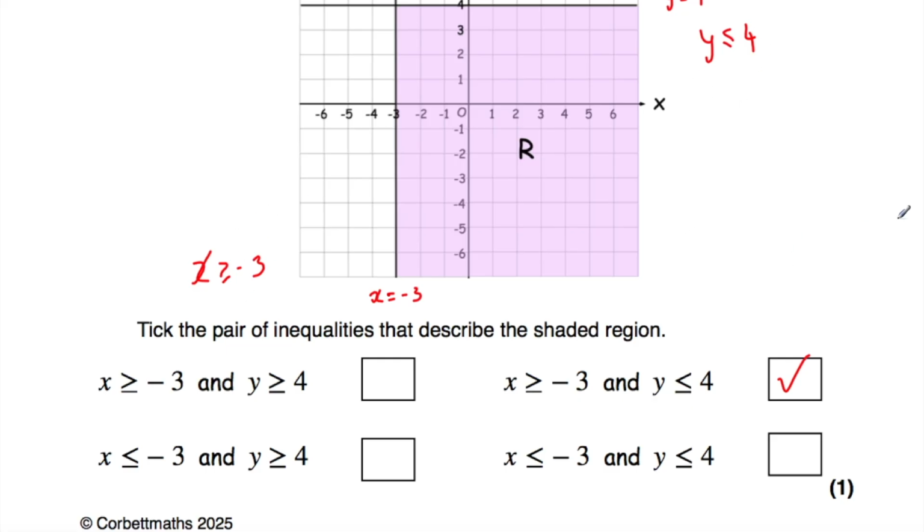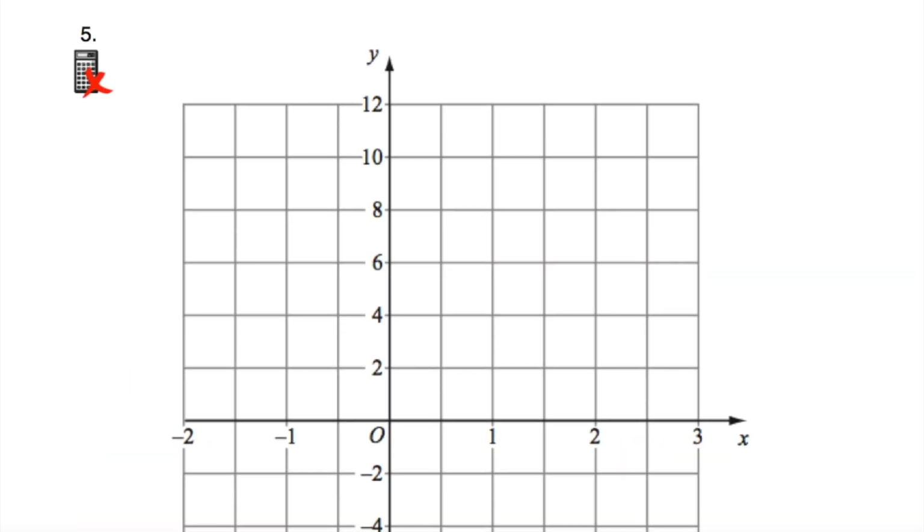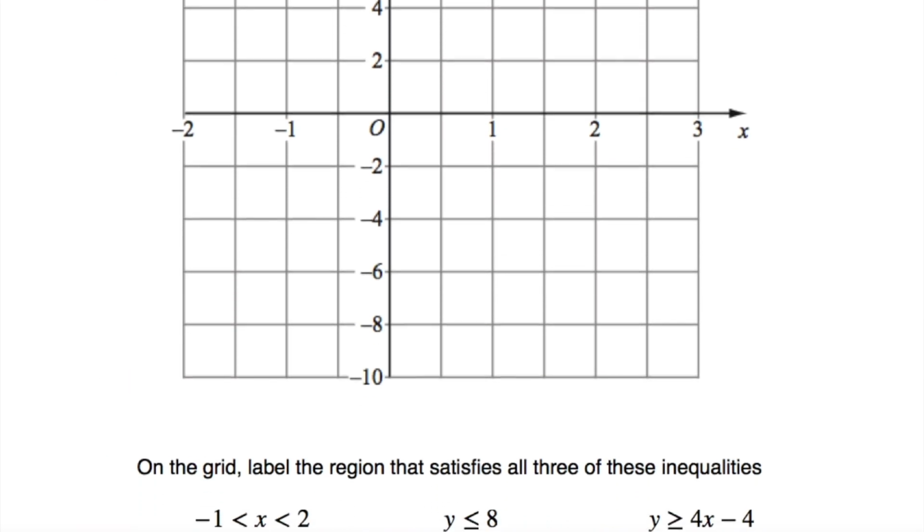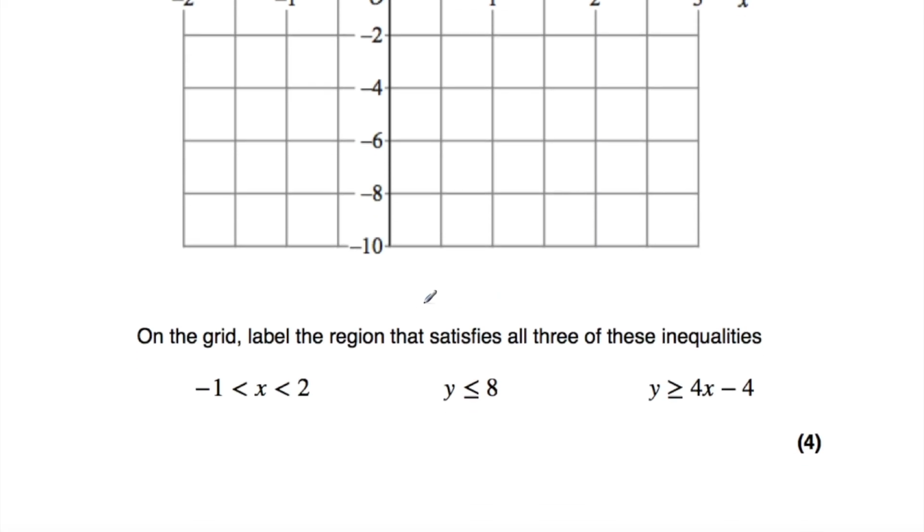Okay, let's look at our next question, question number 5. We've got this grid, and we've been told to label the region that satisfies all 3 of these inequalities. We've got that x is bigger than -1 but less than 2, y is less than or equal to 8, and y is bigger than or equal to 4x subtract 4.